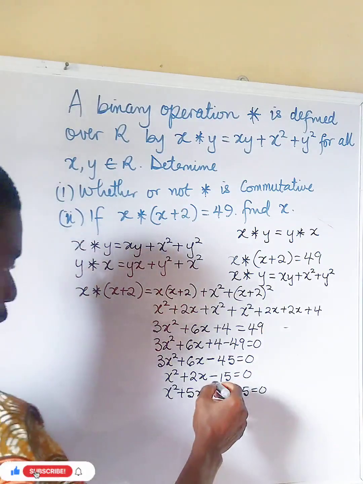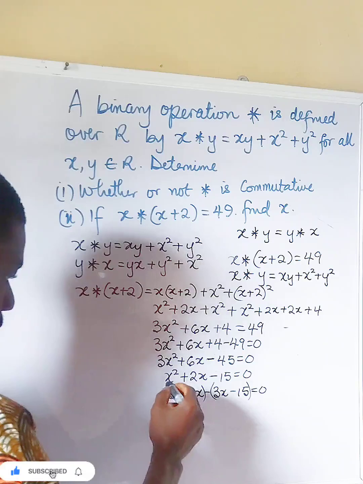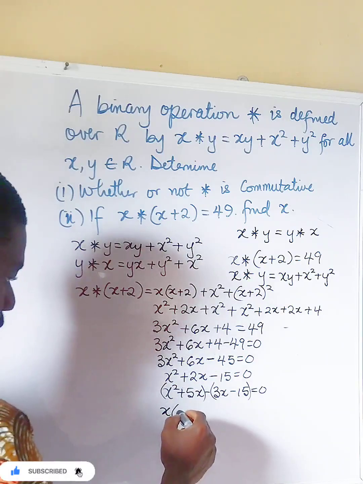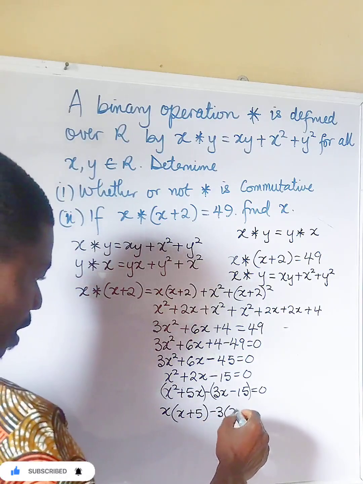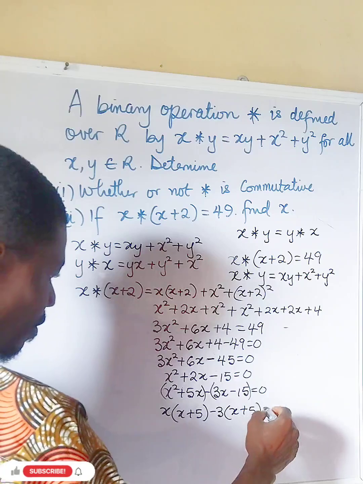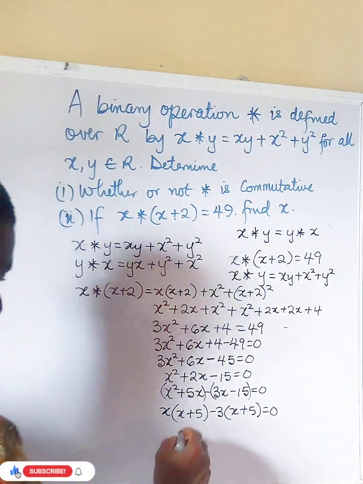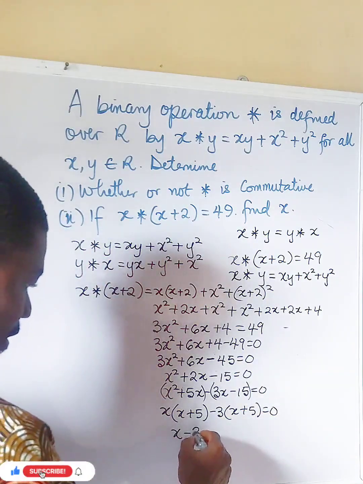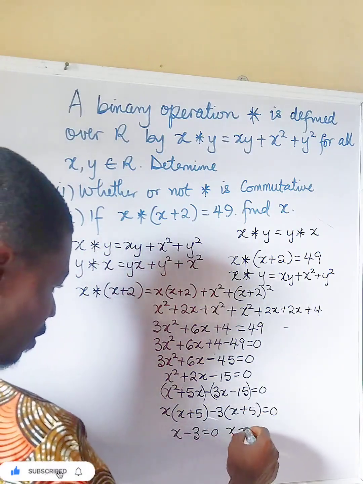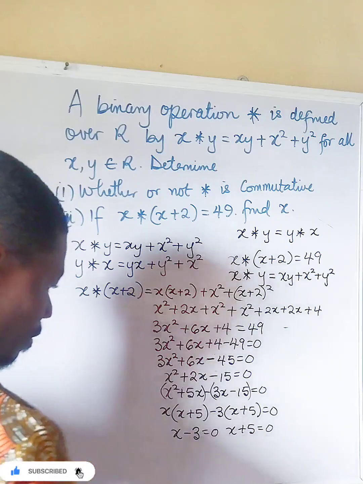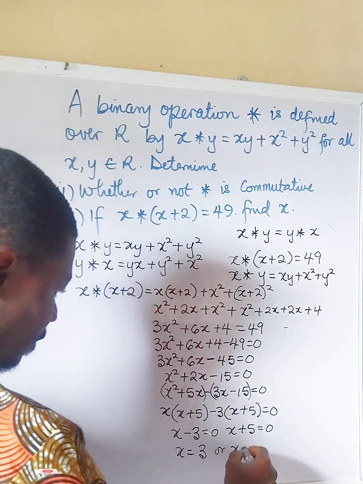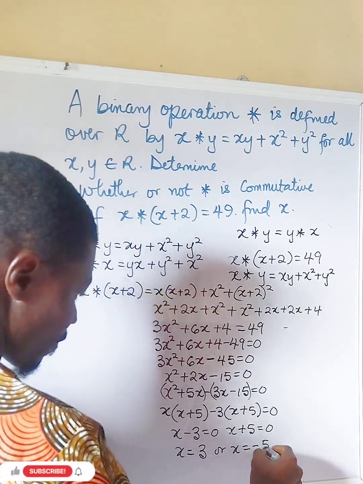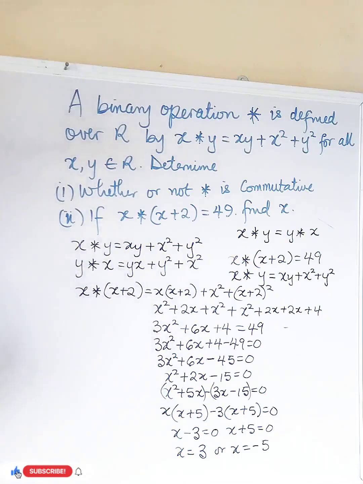Then x you factor out, you have (x + 5)(x - 3) all equals 0. So here you have x minus 3 equals 0, x plus 5 equals 0. So x equals 3, or x equals negative 5. Alright, this is the solution to the question.